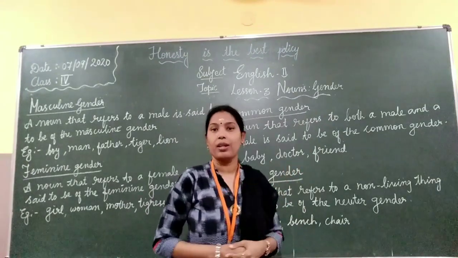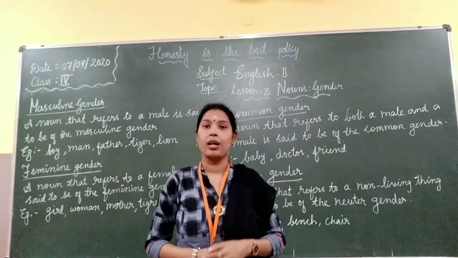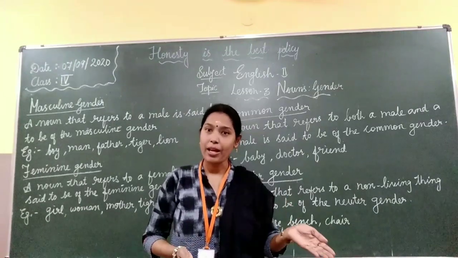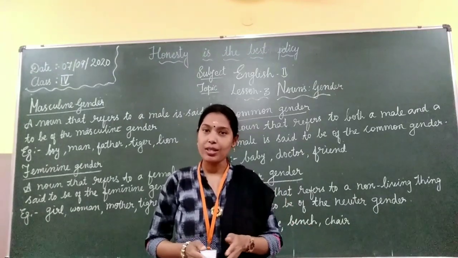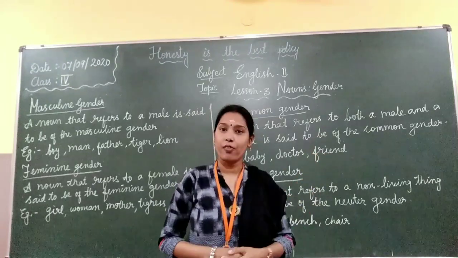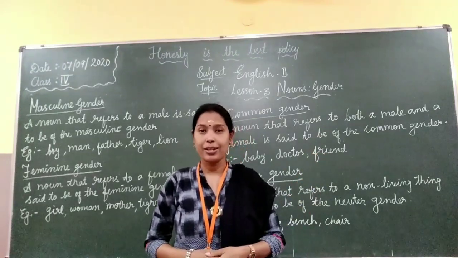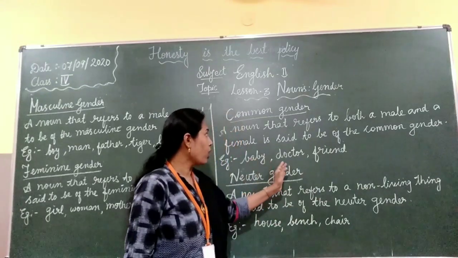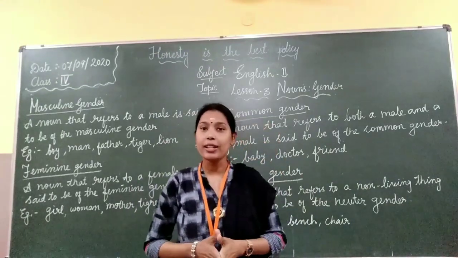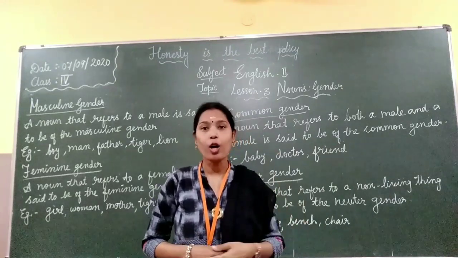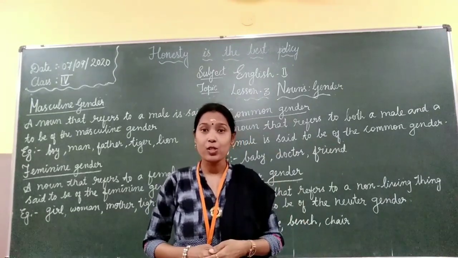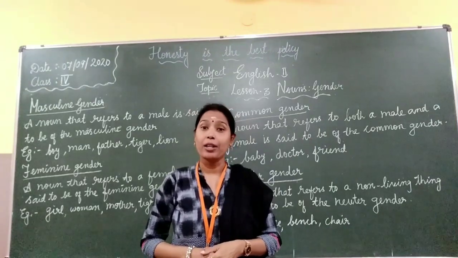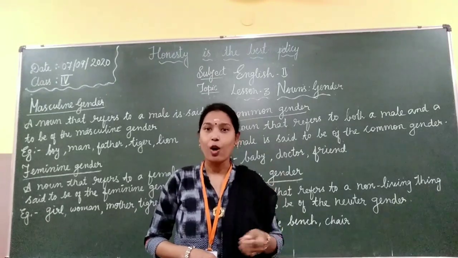Next, doctor. Doctor is also a common gender. My doctor prescribed me medicines. We don't know whether that is a man or a lady. So, doctor is a common gender. In the same way, friend. I met my friend yesterday. Can be a male or a female. So, these are all common genders. The common gender refers to either male or female. Masculine gender refers to male only, and feminine gender refers to female.